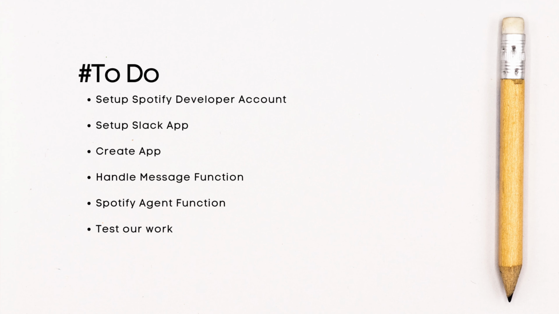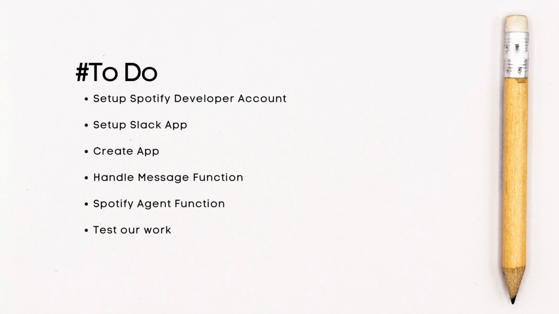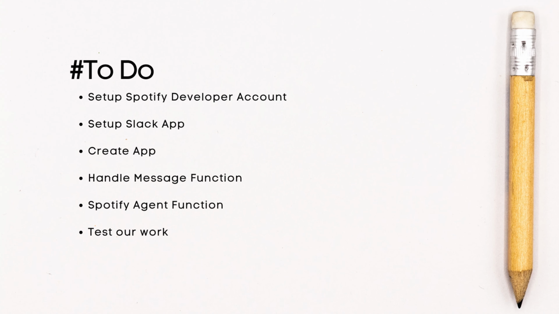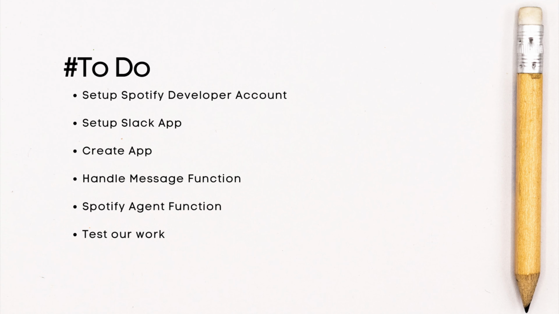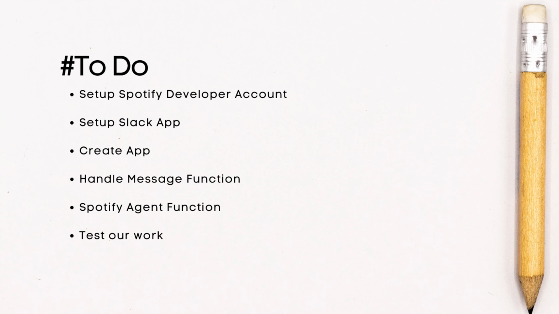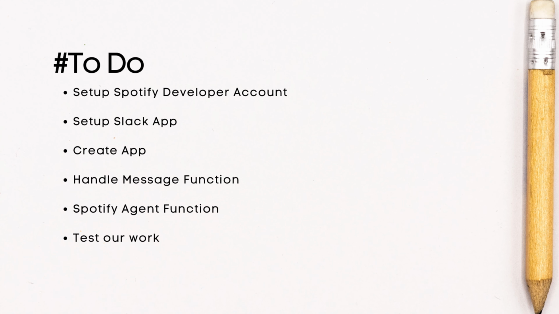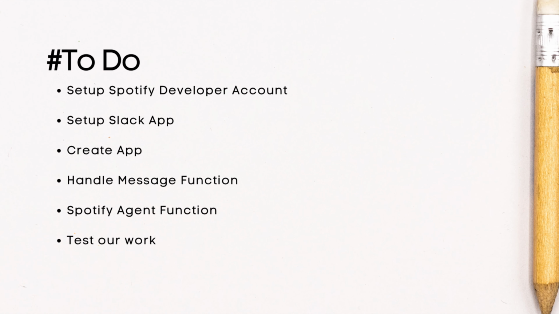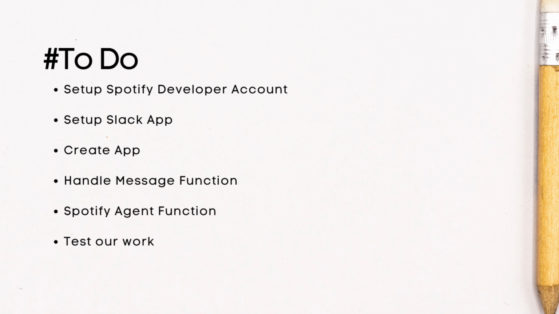Alright, so here is a list of to-dos. First, we want to set up a Spotify developer account. Next, we want to set up our Slack app. Then we're going to create the actual app that's going to be handling our different events in Slack using the Slack Bolt framework. Then we're going to be creating a handle message function as well as a Spotify agent function using the Langchain agent module. Then finally, we're going to go ahead and test our work.